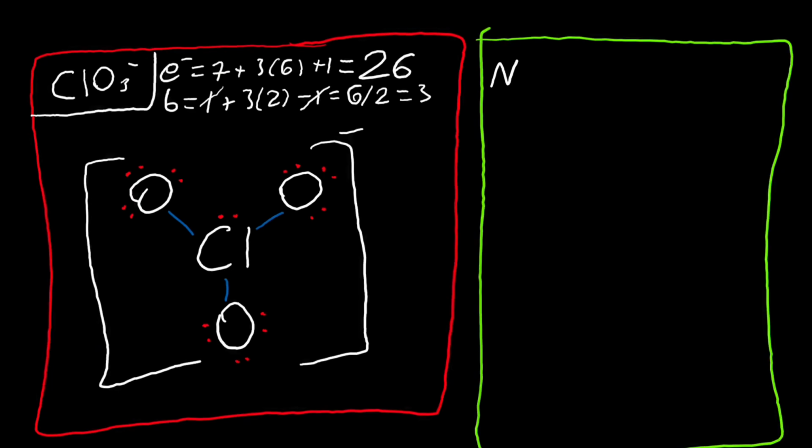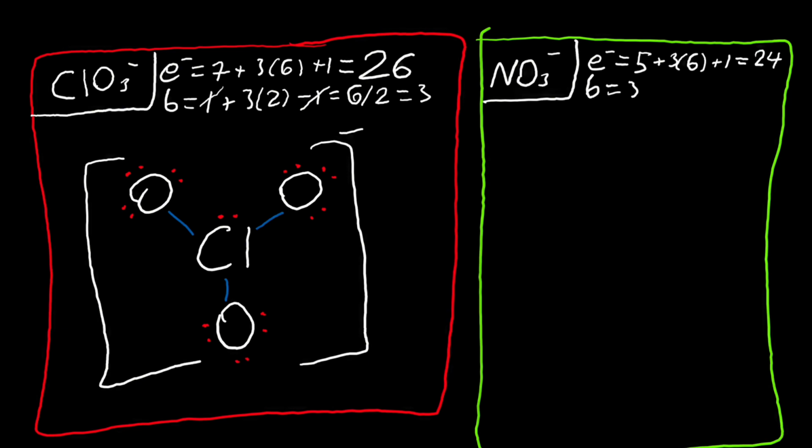How about nitrate? For the number of electrons, nitrogen has 5 valence electrons, plus the 3 oxygens, which each have 6 valence electrons, plus the 1 extra from the negative charge, meaning that the nitrate has an extra electron. And so 3 times 6 is 18, plus 5 is 23, plus 1 equals 24 total electrons.